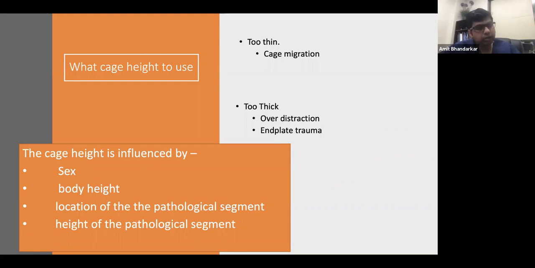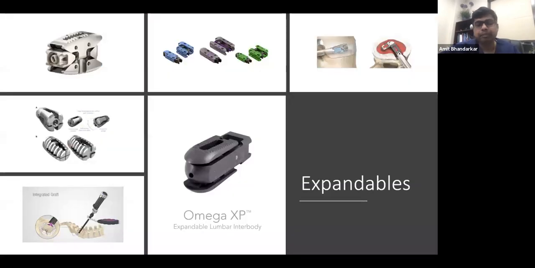Other things need to be kept in mind while deciding what size to use: the sex of the patient, as females usually take lower size cages, the body height of the patient, the location of the pathological segment, and also the height of the pathological segment. These are the factors that will help us decide which cages will be used.